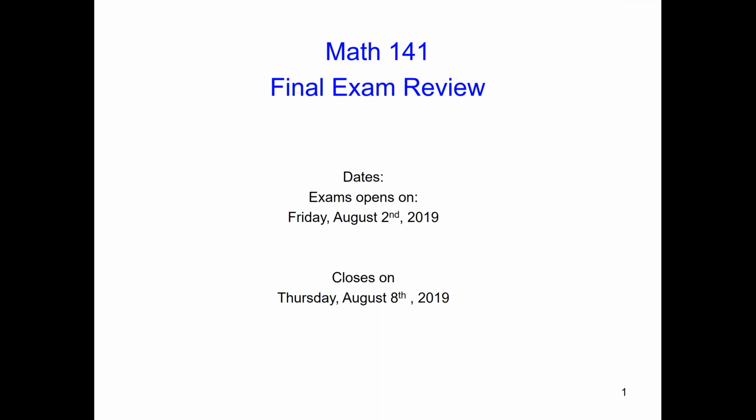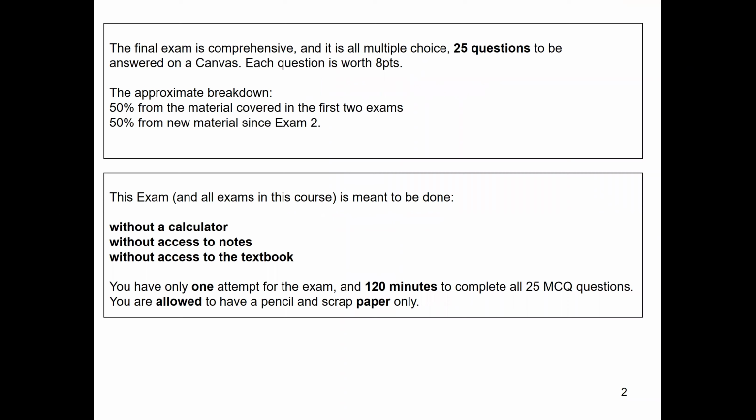Okay, we know this information. I posted this on the front page on Canvas. You can expect 25 problems. Approximately 50% is all the old stuff from exam 1 and exam 2, and 50% of the test will be the new concepts, the new material after exam 2. And as always, no calculators, notes, or textbooks.